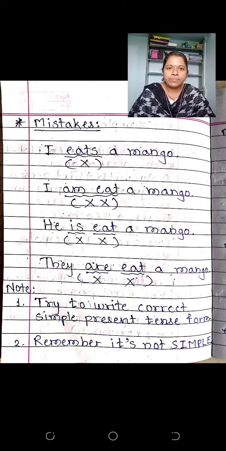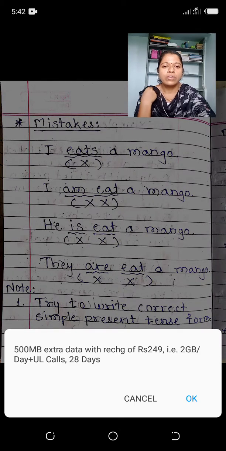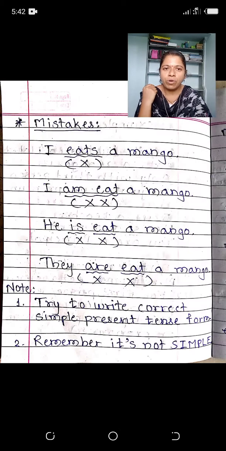The second mistake people make while using simple present tense is that they use the to be form as well as the main verb at a time in a simple present tense sentence. See, for example, I am eat a mango. Again, it is wrong. You have to use either the to be form or the main verb. So you have to say here, I eat a mango.